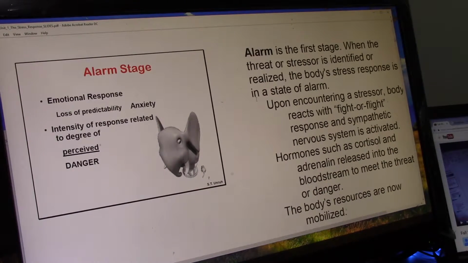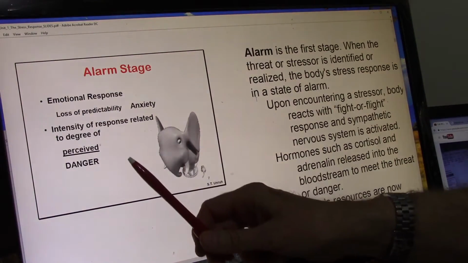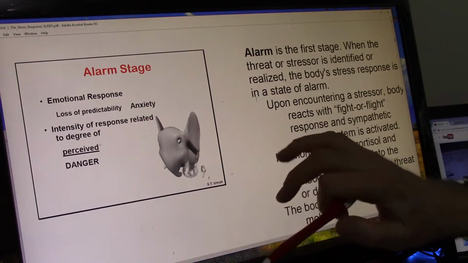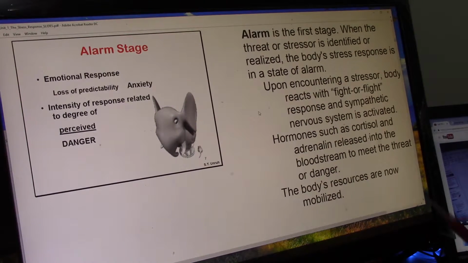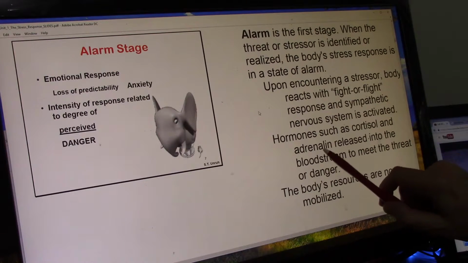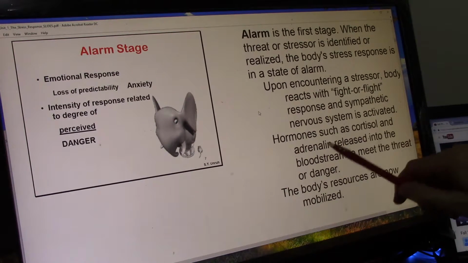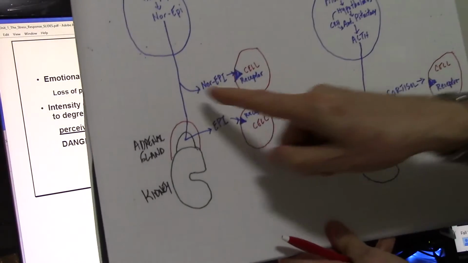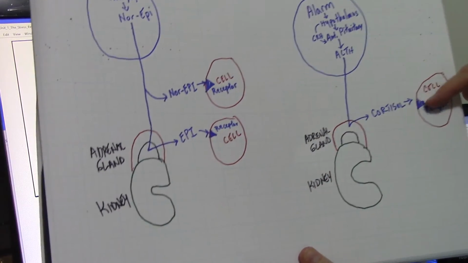Okay, now the first stage in stress is the alarm stage, and it is an emotional response. And initially we may just feel a little bit anxious about it and so forth, but if it really becomes intense, we can actually perceive danger, something that is a threat to us. And under those conditions, we're going to have the release of cortisol and adrenaline. And remember, adrenaline is just another word for epinephrine. And the more intense the threat, the greater amount of this stuff is going to be secreted. And of course, when this stuff is secreted, it's going to get into the bloodstream and start targeting certain cells. That's the important thing.